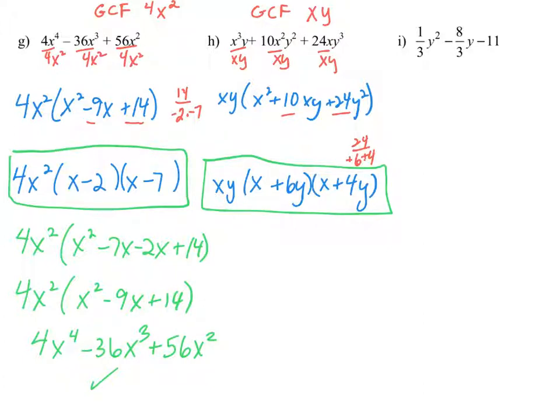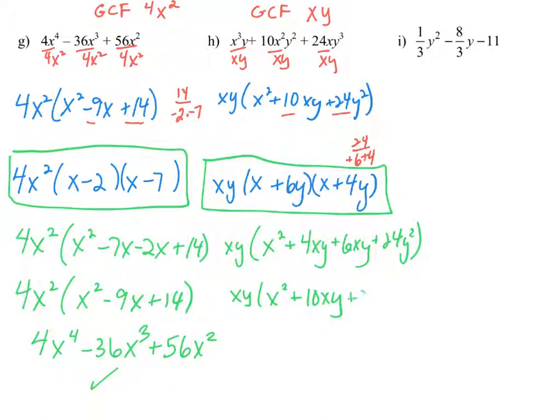We can check our work by using the FOIL method and then multiplying the result by that greatest common factor. When we do the first, x times x is x squared, the outer x times 4y is plus 4xy, the inner is plus 6xy, and the last is plus 24y squared. Combine those middle terms to get x squared plus 10xy plus 24y squared, and then distribute the xy to get x to the third y plus 10x squared y squared plus 24xy to the third, which is what we started off with.